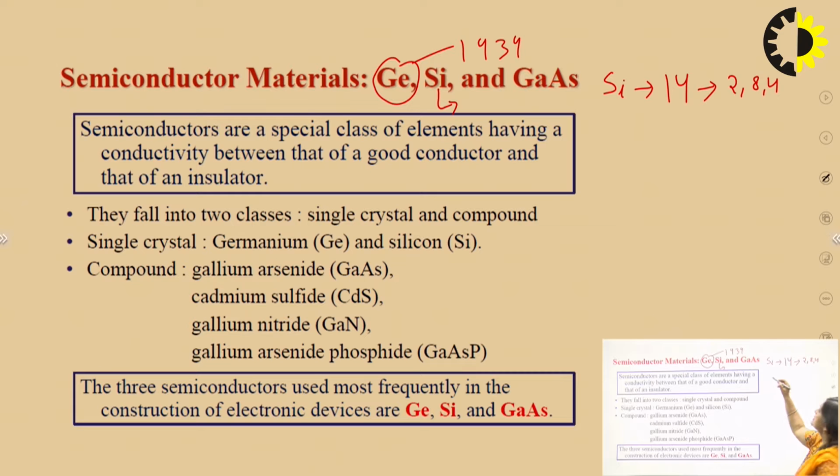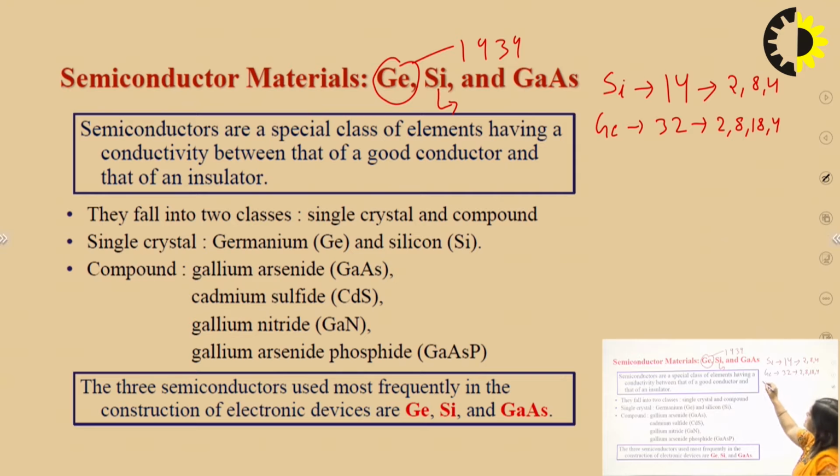And in the case of germanium, the atomic number is 32. It means 2, 8, 18, and 4. In the outermost orbit, we can see in both cases, the number of electrons is 4. Meaning in the valence band, the number of electrons is 4.